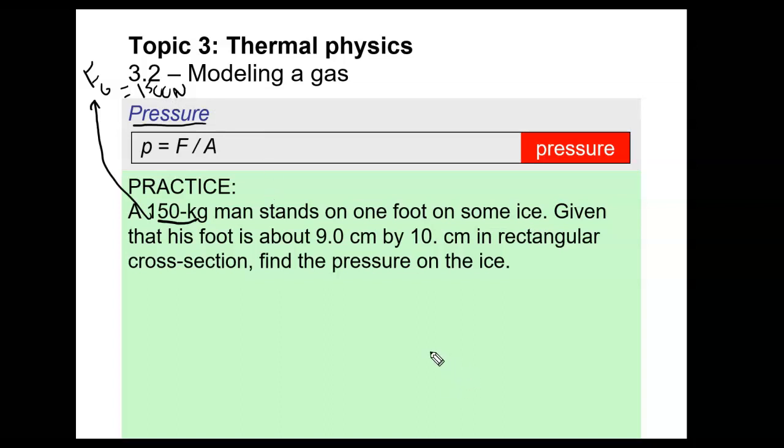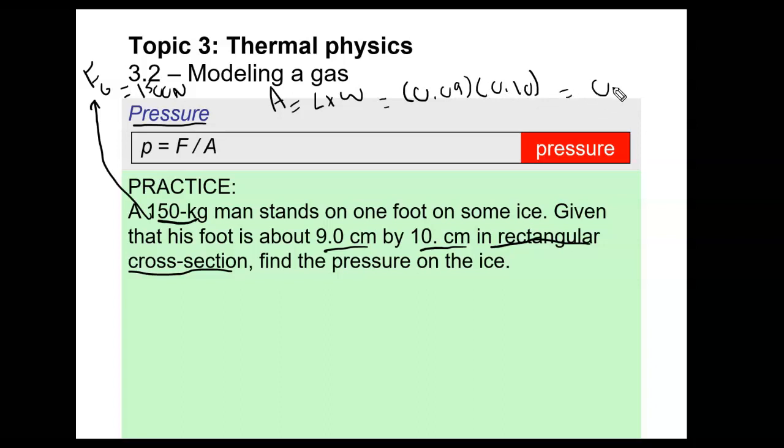Now, he's standing on one foot, and it tells us in the problem to assume that his foot is like a rectangle, which is kind of weird, 9 centimeters by 10 centimeters. Now, A is the area of his foot, but that's supposed to be in square meters, remember. So the area of a rectangle is length times width, but we actually need to convert that to meters before we do any calculations. So that would be 0.09 times 0.10.